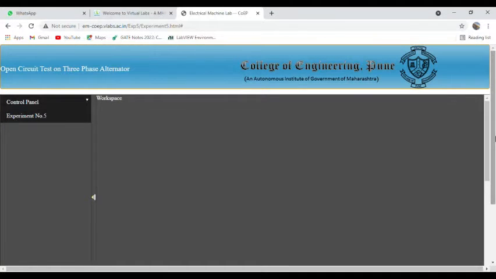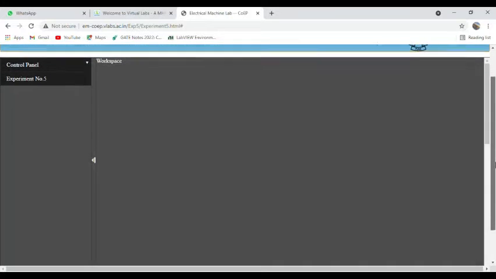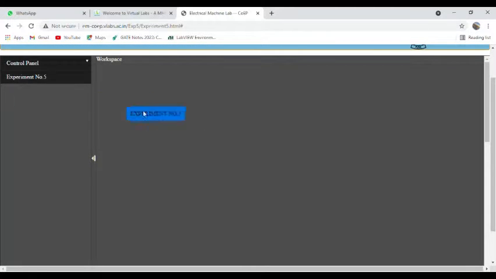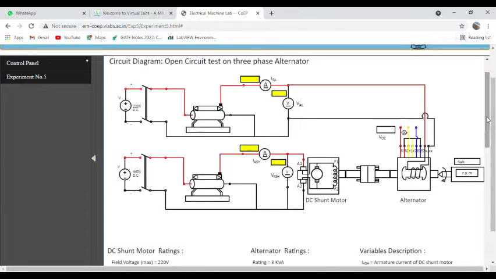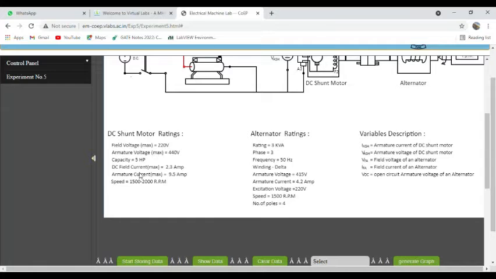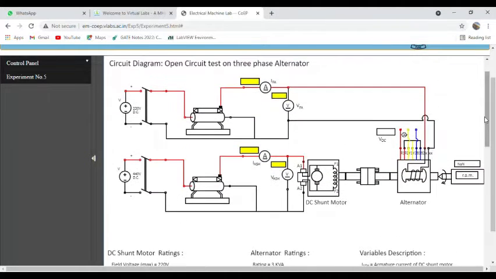I am here to do the experiment on open circuit test on three-phase alternator. An alternator works as a generator when its rotor carrying the field system is rotated by the prime mover, which is in this case a DC shunt motor. The aim of the experiment is voltage regulation of a three-phase alternator using the EMF method.